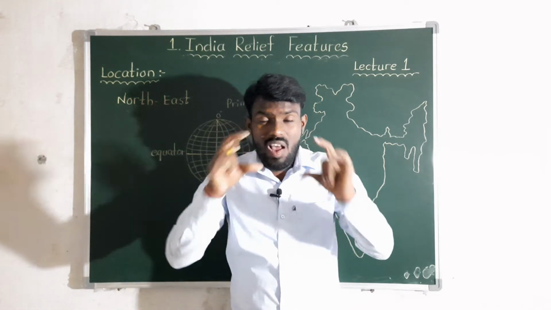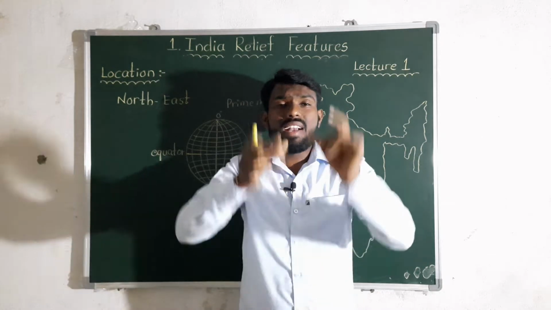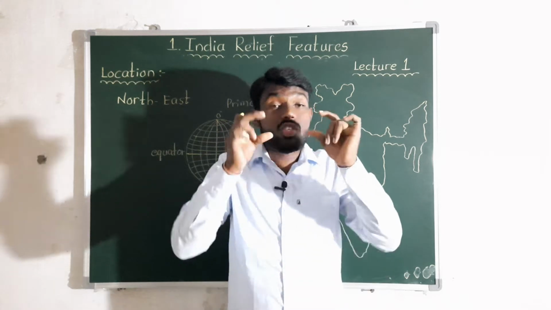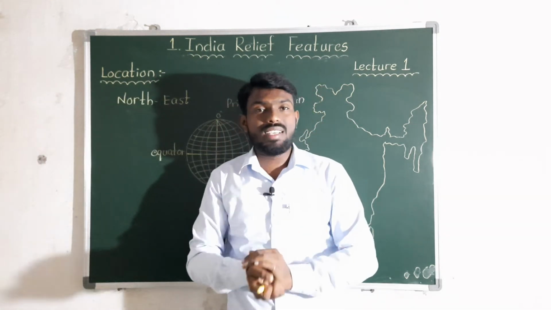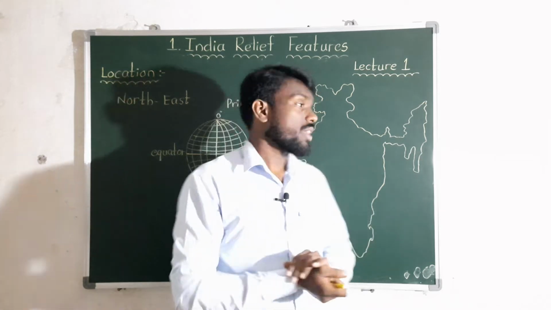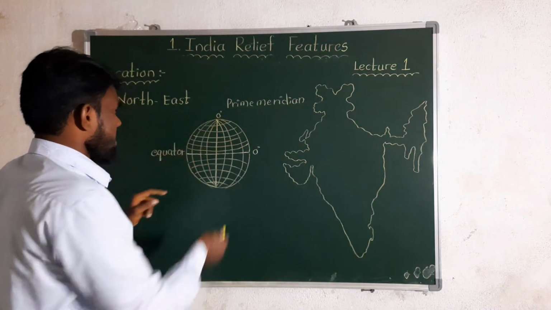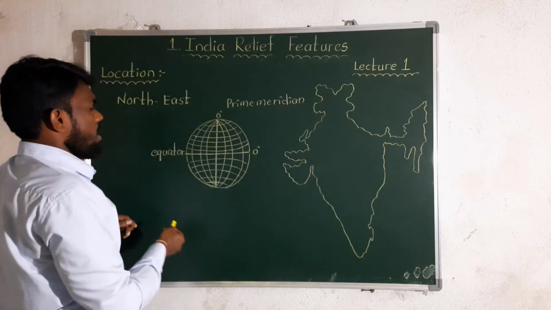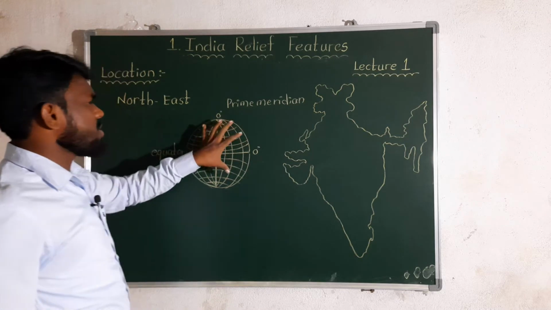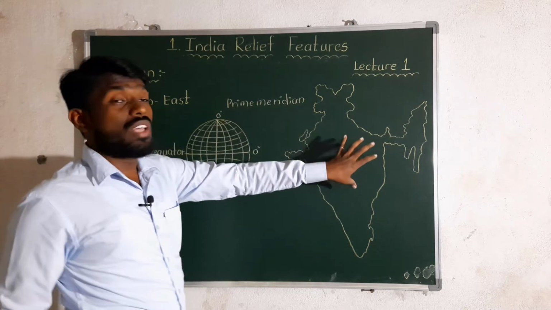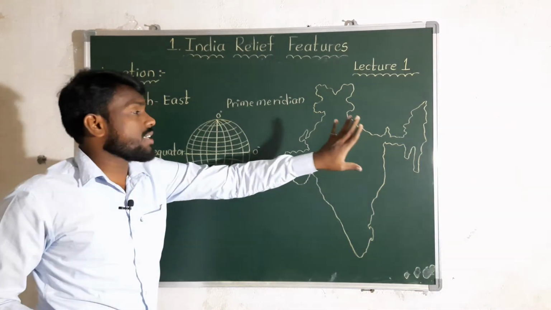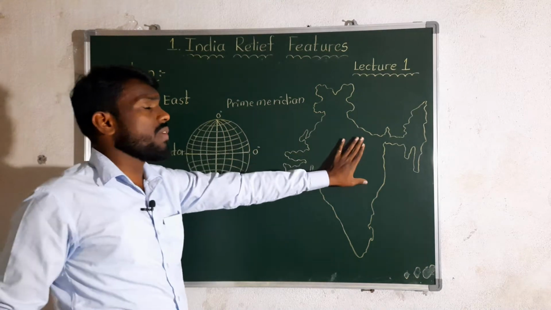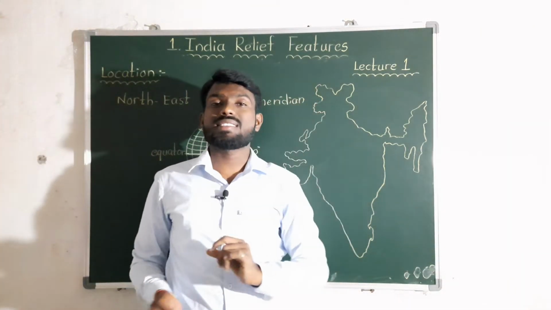We can find out the location of a place exactly and accurately wherever it is in the world. That is the main importance of drawing the imaginary lines, that is latitudes and longitudes. Okay, children, here these are the latitudes and longitudes. With the help of these latitudes and longitudes, let us find the exact location of our country.